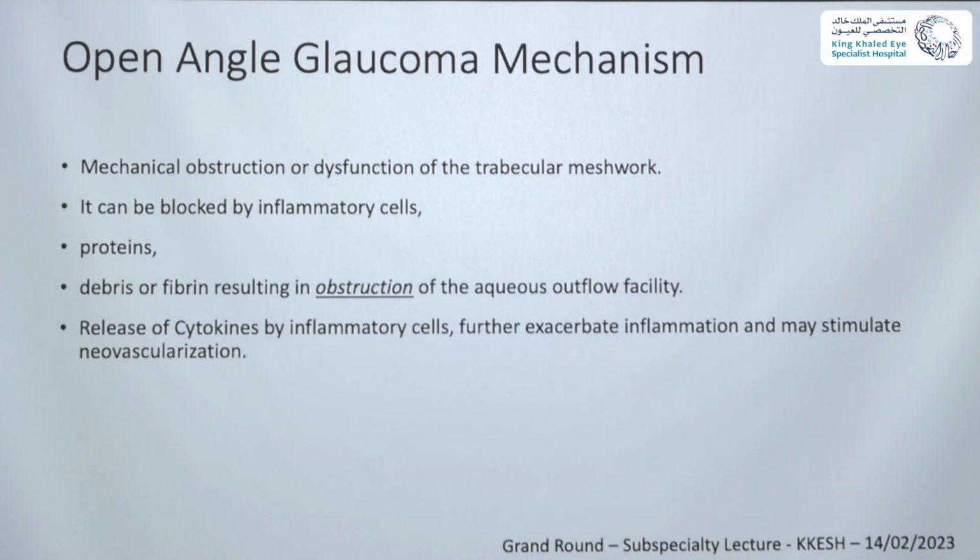So we'll go through each mechanism. We'll start with open angle glaucoma. Usually it happens because of mechanical obstruction or dysfunction of the trabecular meshwork. These deposited materials can be inflammatory cells, proteins, debris, fibrin, and all of this results in obstruction of the outflow facility. Also, the release of cytokines by the inflamed cells would exacerbate that, and in later stages, it can cause even new vascularization.